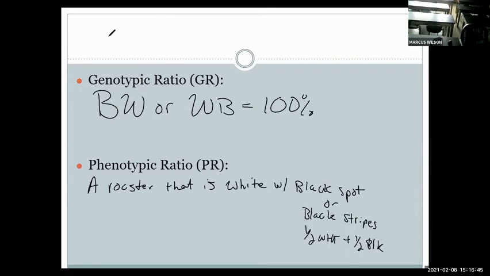I've got to say half black, half white. I've got to say white with black spots or black with white spots. Doesn't matter how you write it, as long as you know that incomplete or codominant traits are being expressed equally.